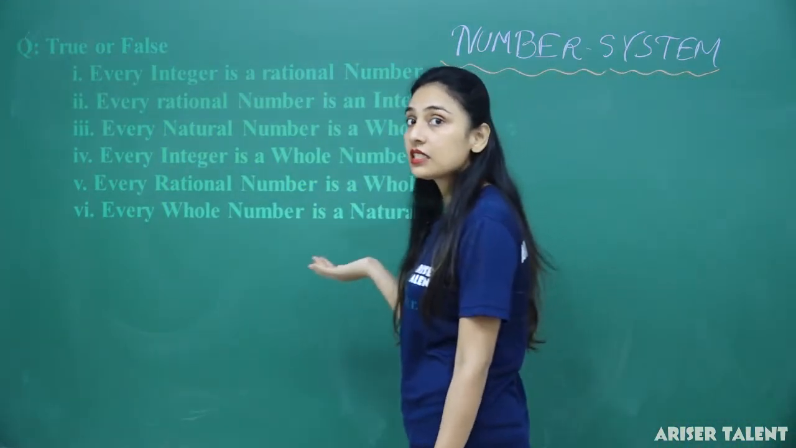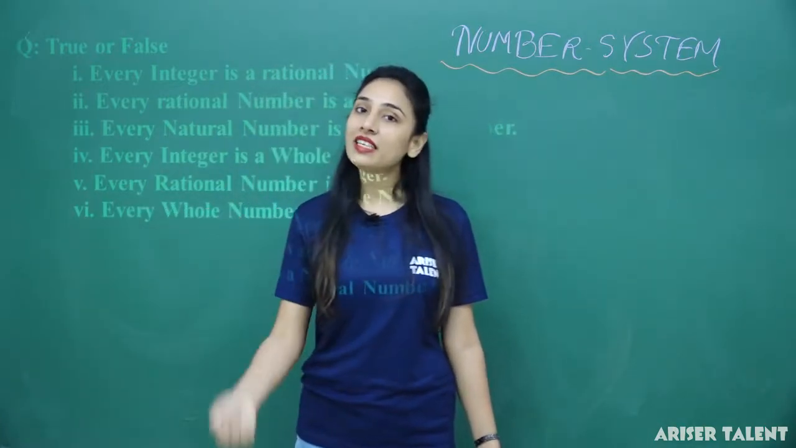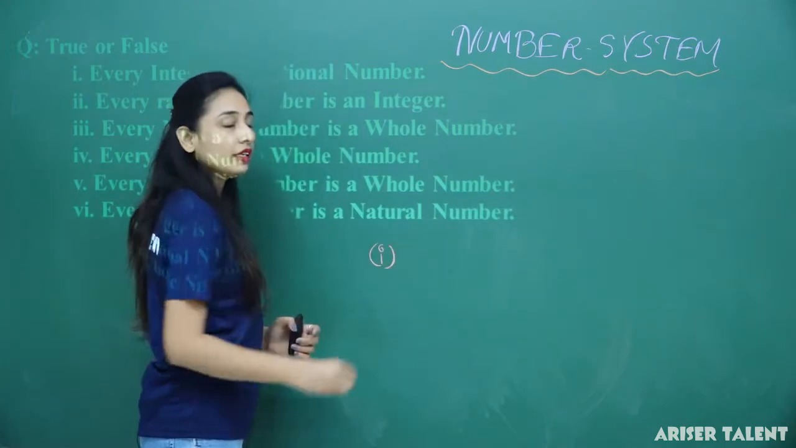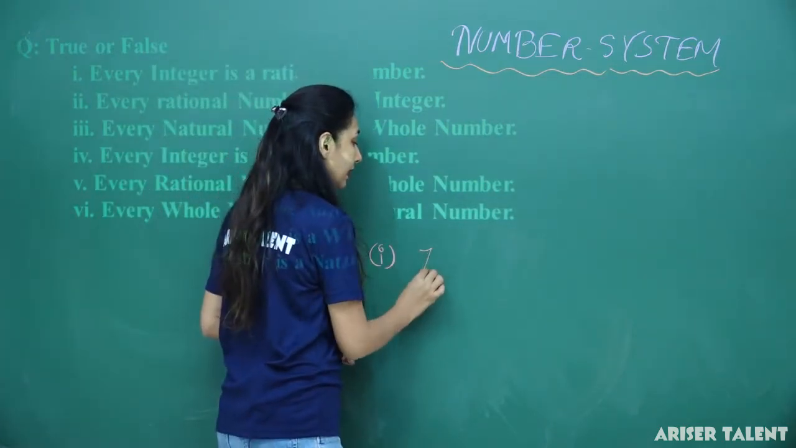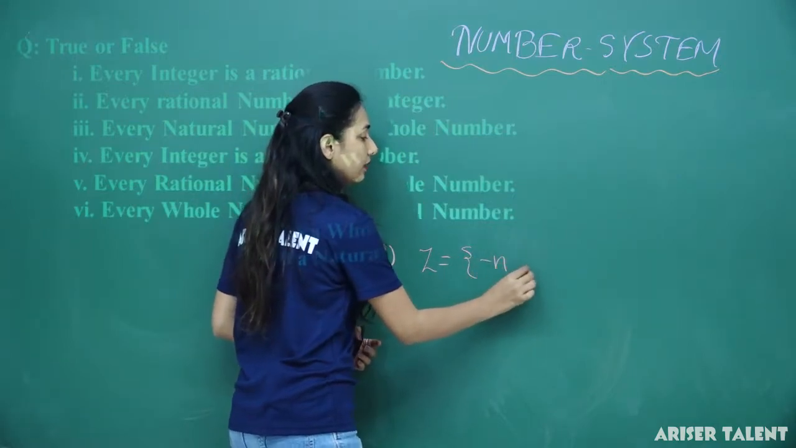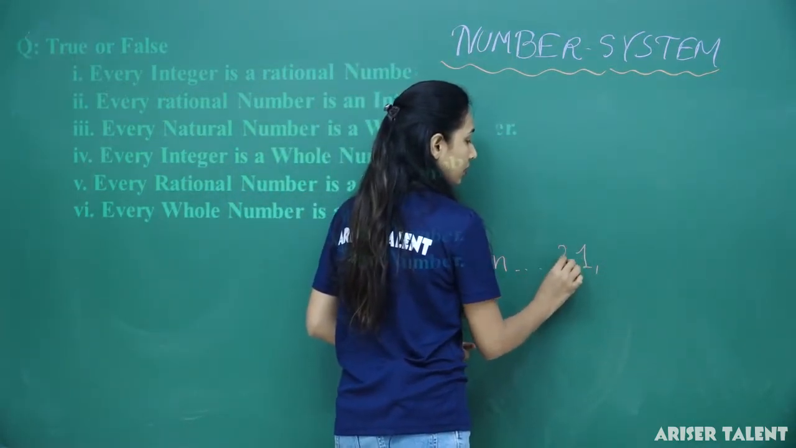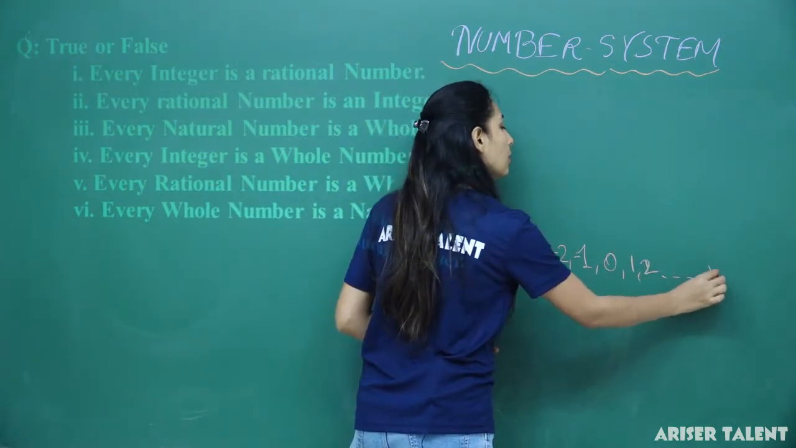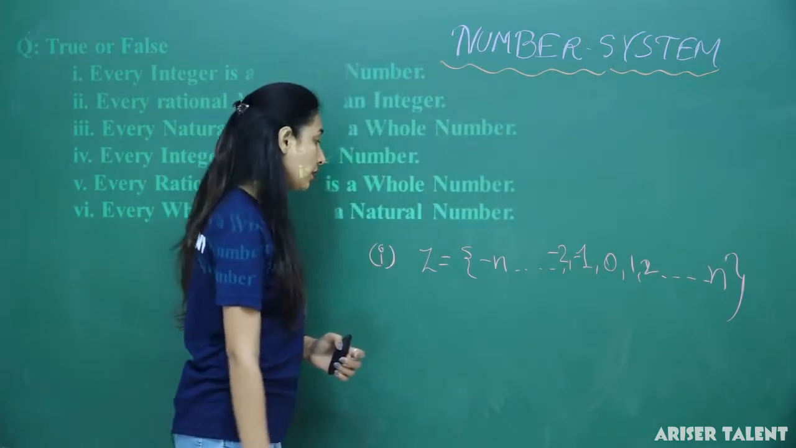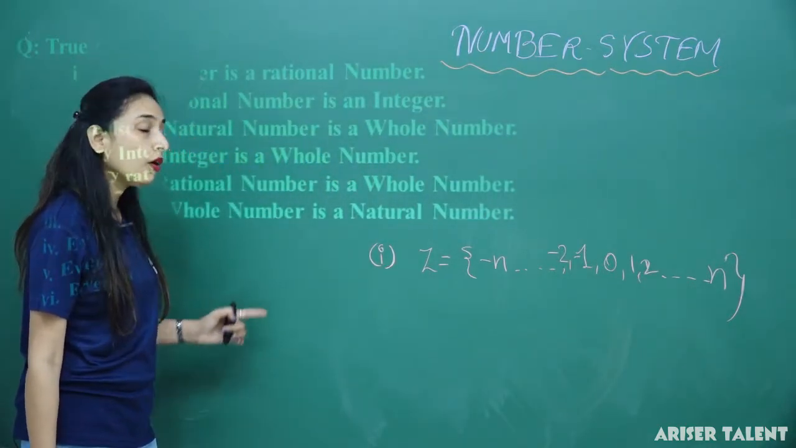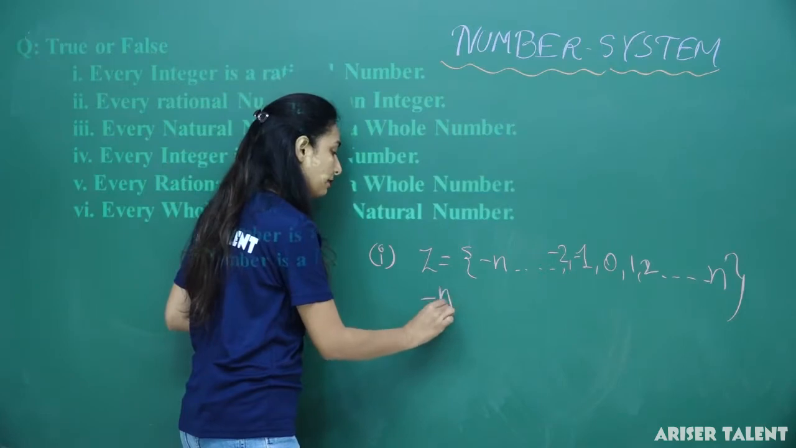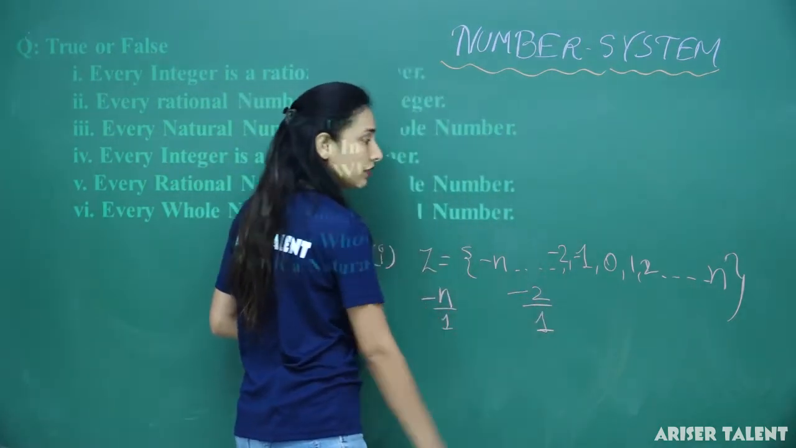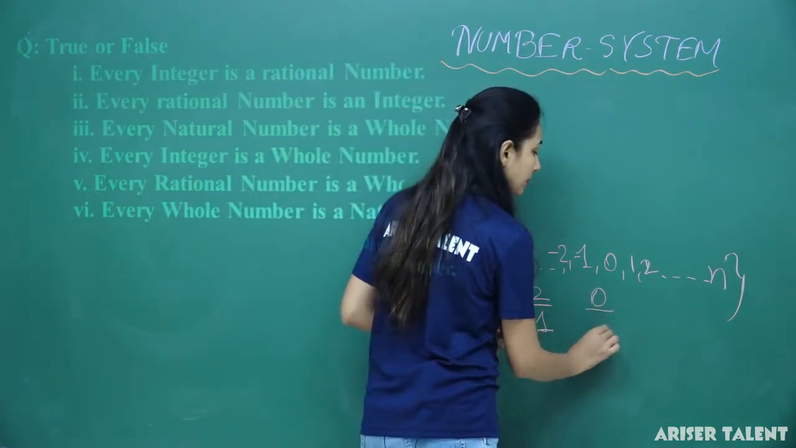Every integer is a rational number. So, first our integer set, we are solving with the number 1. If I talk about integers, then this Z includes from minus n to minus 2, minus 1, 0, 1, 2 and so on, and we know the story, right. So, this Z is something like this. Now, minus n can be written as minus n by 1, and minus 2 can be written as minus 2 by 1, then 0 can be written as 0 by 1.